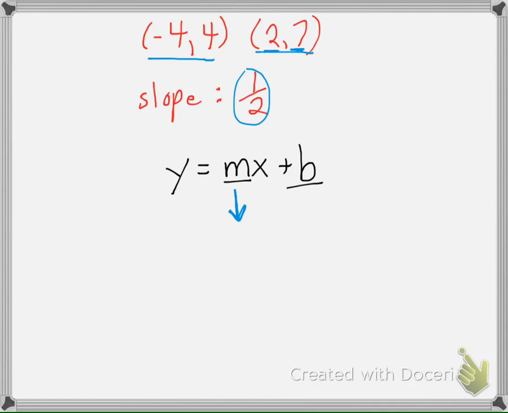And I can plug the 2 in for x, and I can plug the 7 in for y. So if I do that, my y value is 7, so I get 7 equals my slope, 1/2, times x, which here we're using 2, plus the y-intercept. Now, the y-intercept is going to be the same no matter which x and y values you use. So what we're doing here is we're basically setting up to solve for our y-intercept.